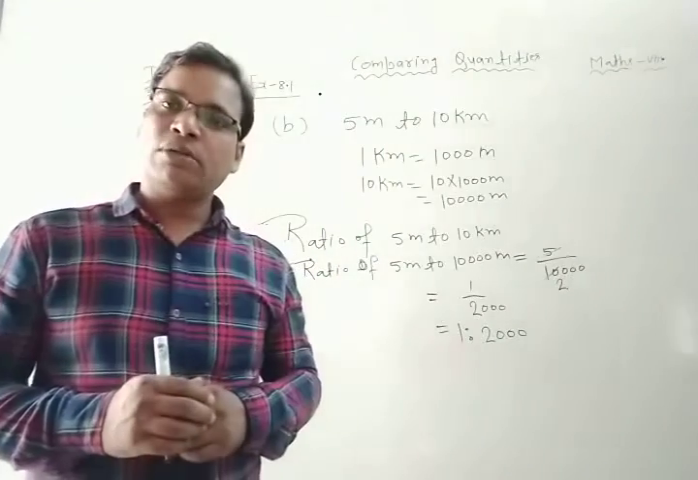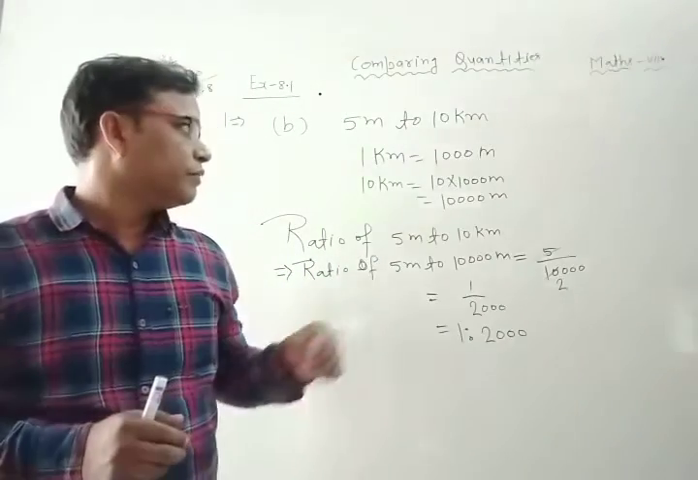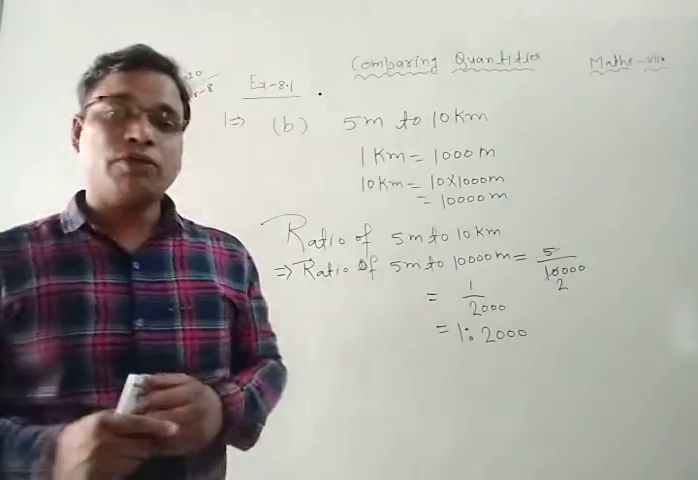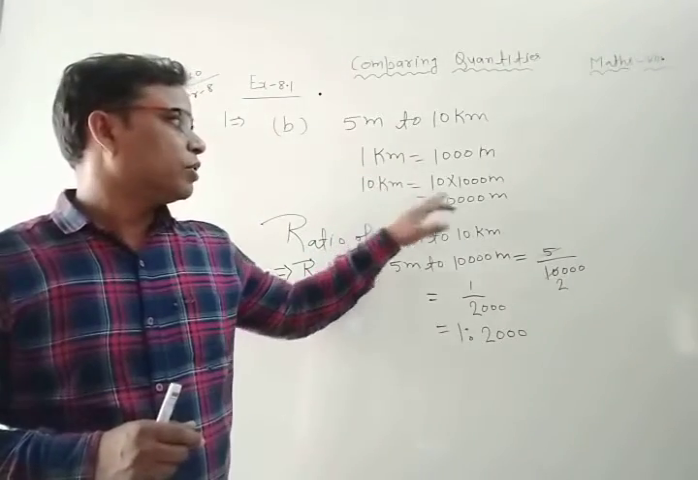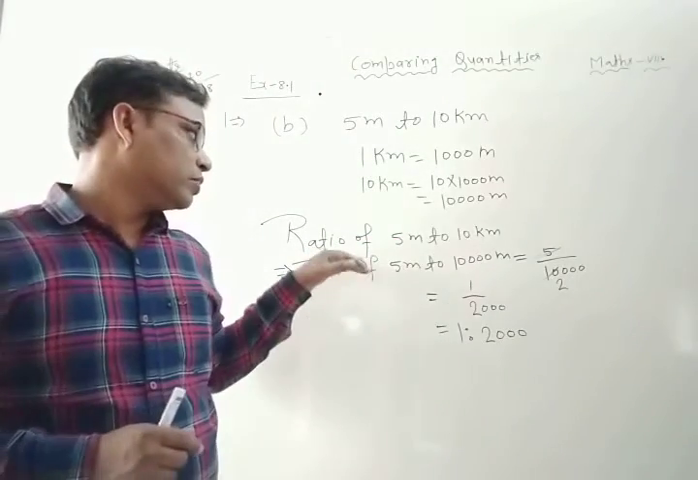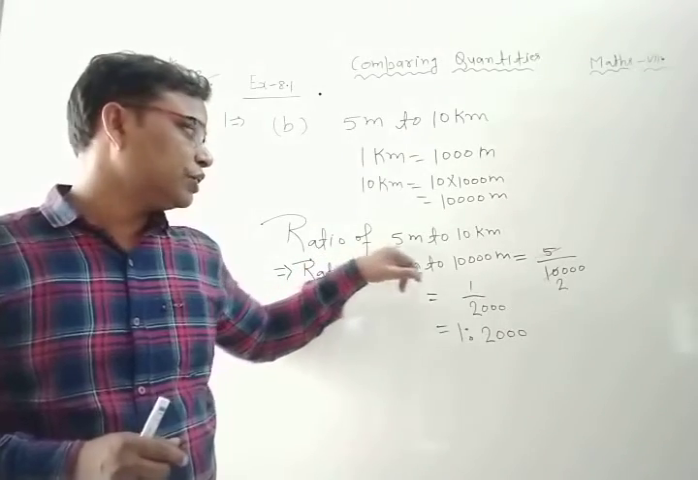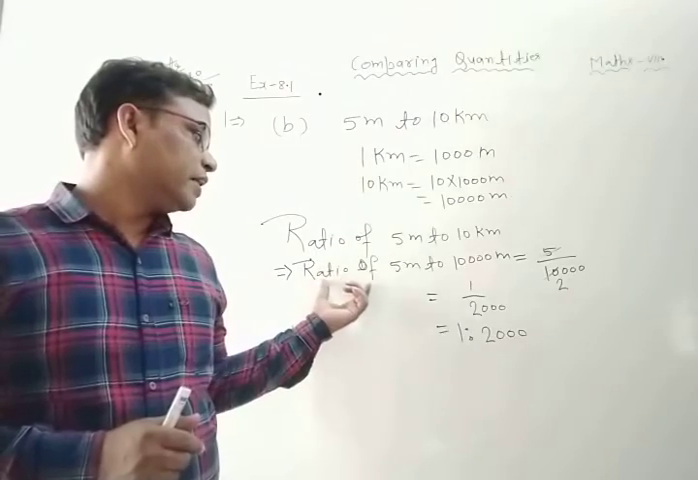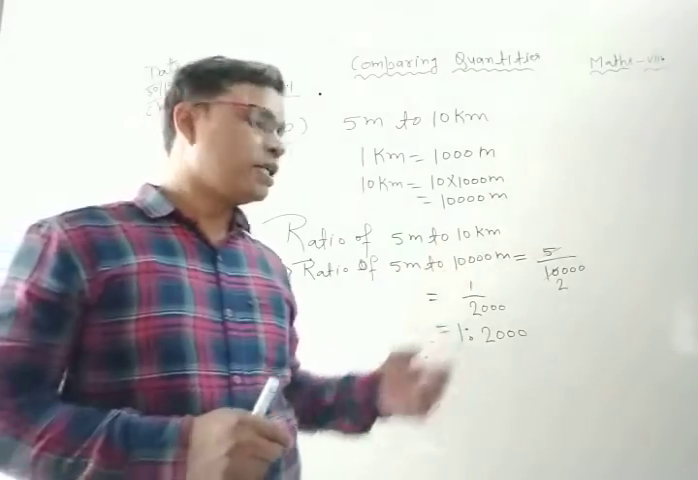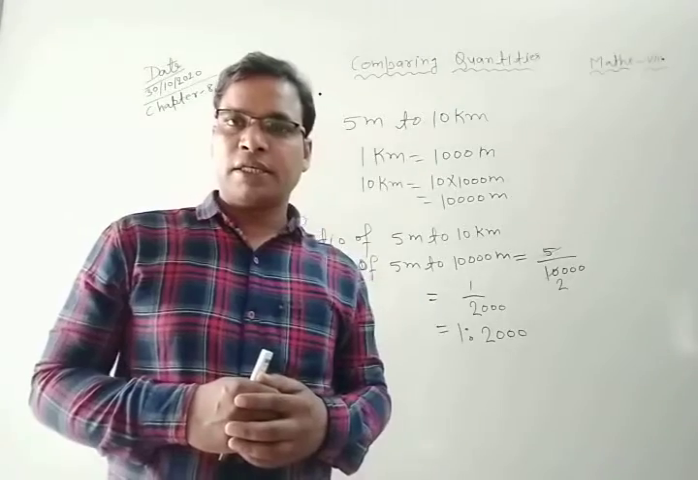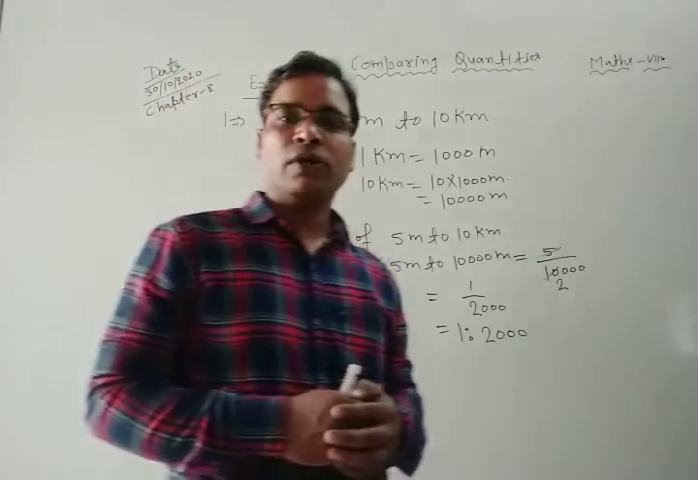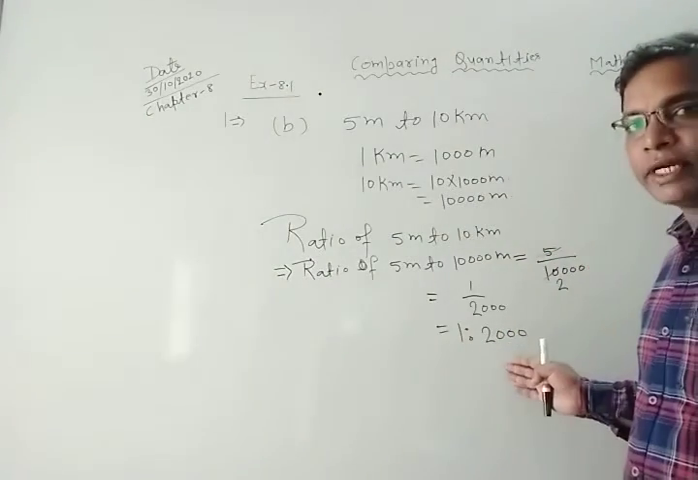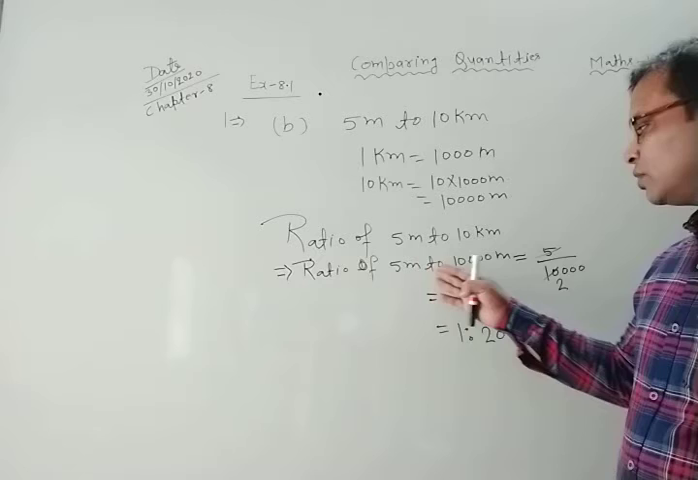So first we change kilometer to meter. For this we know that 1 kilometer is equal to 1000 meters, but we have 10 kilometers. So 10 kilometers is equal to 10,000 meters. So we find the ratio of 5 meter to 10 kilometer. We can write it as the ratio of 5 meter to 10,000 meters, because we just changed 10 kilometer to 10,000 meters. Okay. So in this way you can see we find the ratio of 5 meter to 10,000 meters.